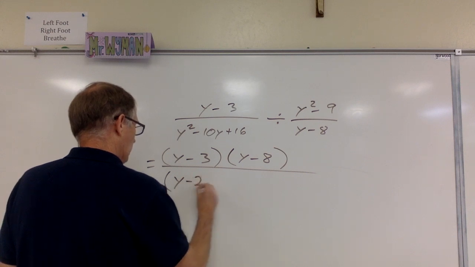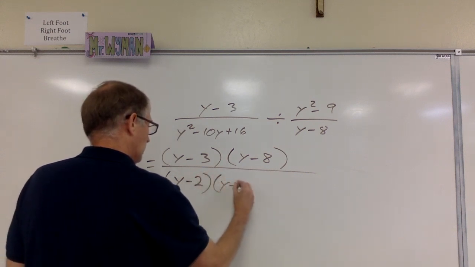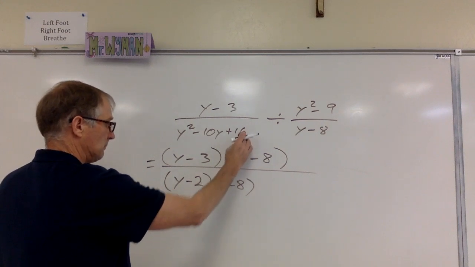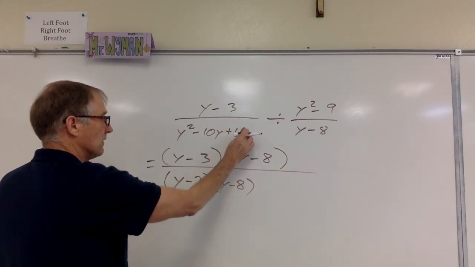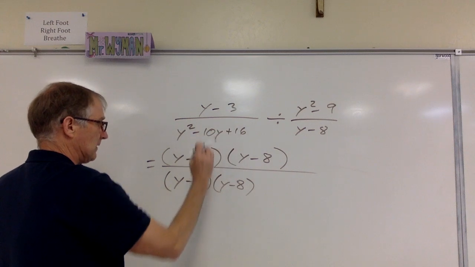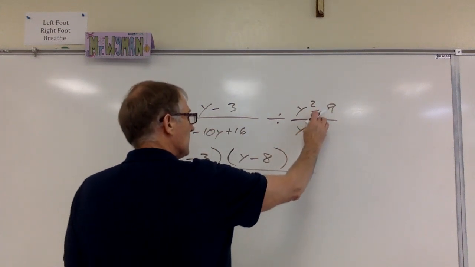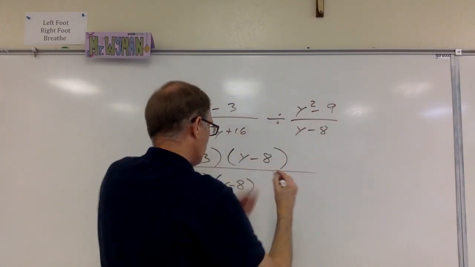Doesn't matter what order, y minus 2, y minus 8. Again, I got that because negative 2 times negative 8 is positive 16. I was looking for the factors of positive 16 that add up to negative 10. Negative 2 plus negative 8 add up to negative 10. And I still have this, right, because I flipped this over.